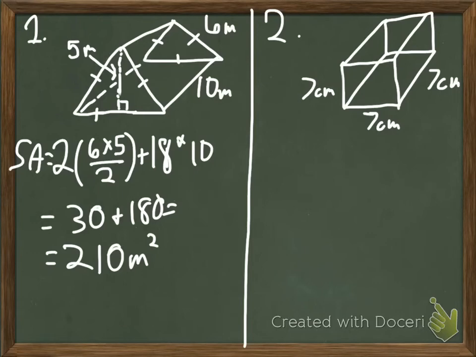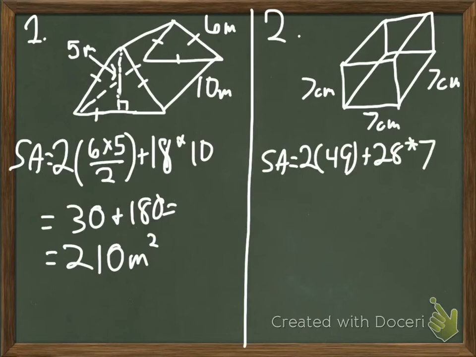Now onto our cube. It's going to be 2 times 49 plus 28 times 7. And we plug this in the calculator and we get 294 centimeters squared. And that is prisms.